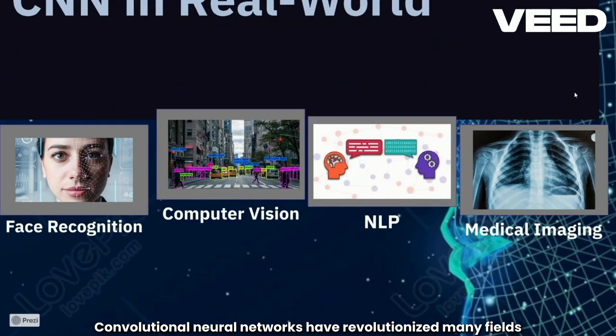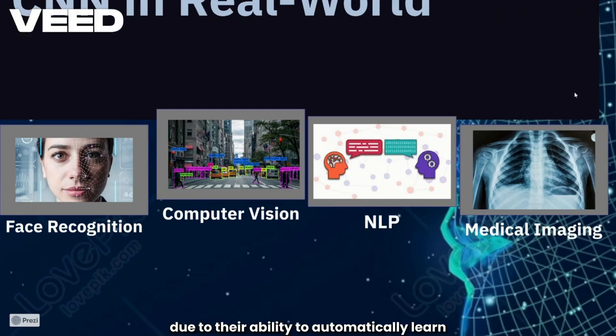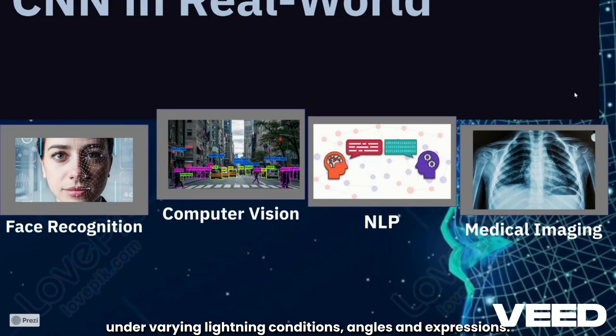Convolutional neural networks have revolutionized many fields due to their ability to automatically learn complex features from raw data, particularly images. Let's take a look at how CNNs are being applied in real-world scenarios. Face detection. From unlocking smartphones to identifying people in security systems, CNNs are the core of modern face recognition technology. They can detect and identify faces even under varying lighting conditions, angles, and expressions.